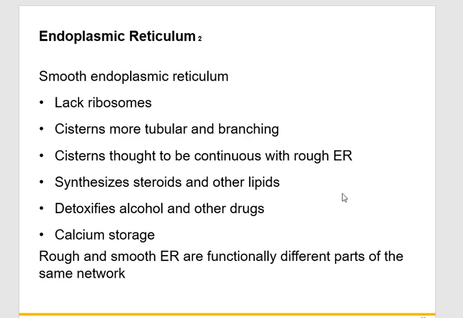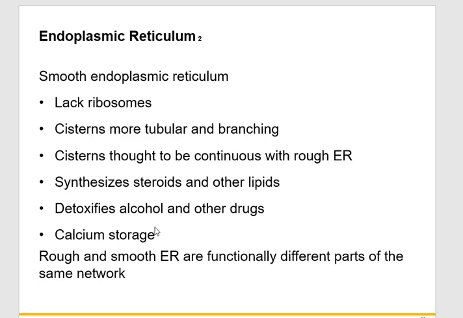So what do you do with your smooth ER if you're not making proteins like the rough ER? Well, you are synthesizing steroids, so you're taking cholesterol and you're changing it into the various hormones that you need in your body: testosterone, estrogen, progesterone, hydrocortisone, aldosterone. And it also synthesizes some of your lipids besides the phospholipid bilayer. It also detoxifies alcohol and other drugs that you take. And I'm talking recreational drugs and then the drugs that your doctor prescribes for you.